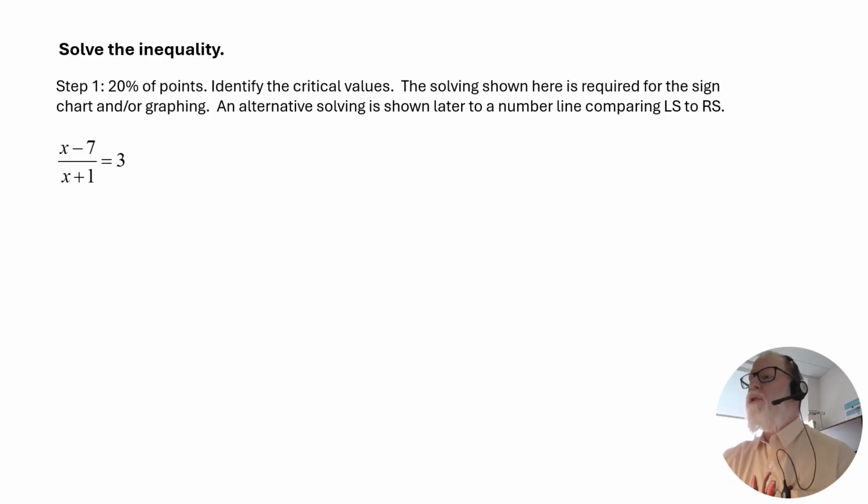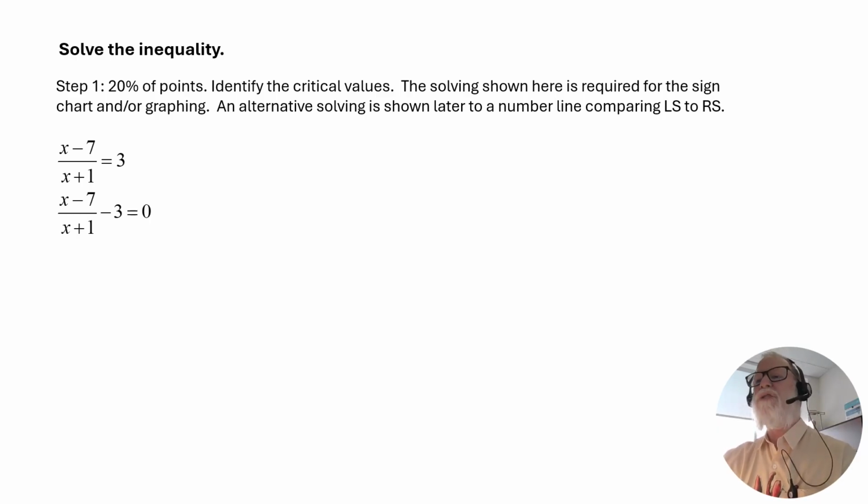All right, so in order to do the sign chart and graph it, you have to have it set equal to 0, and you have to have a single rational expression equal to 0. If you don't remember how to do that, we did that in Unit 1, the solving rational equations, and the partial fraction decomposition. Both would be helpful to review.